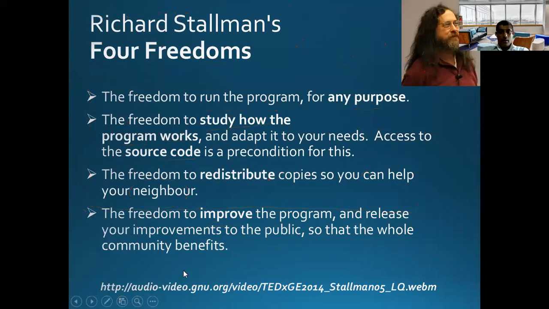You can see here, that's the freedom to improve the program and release the improvements to the public so that the whole community benefits. What Richard Stallman is trying to do with this fourth freedom is, let's say I have developed a core banking software, that project will never die. He wants to have software because the people have to take advantage from software.